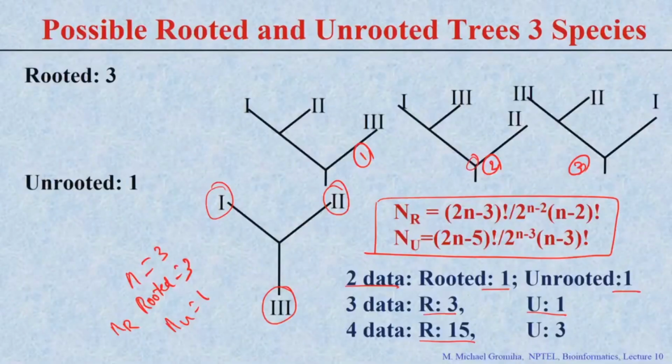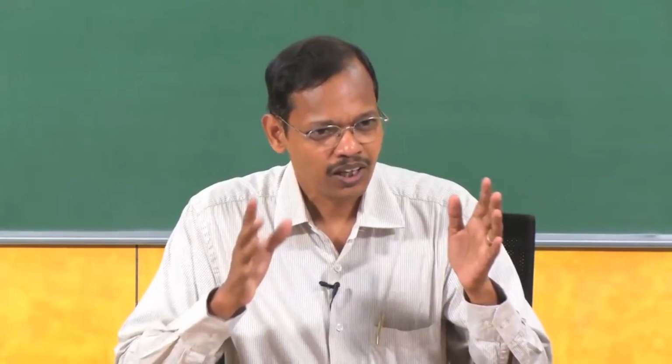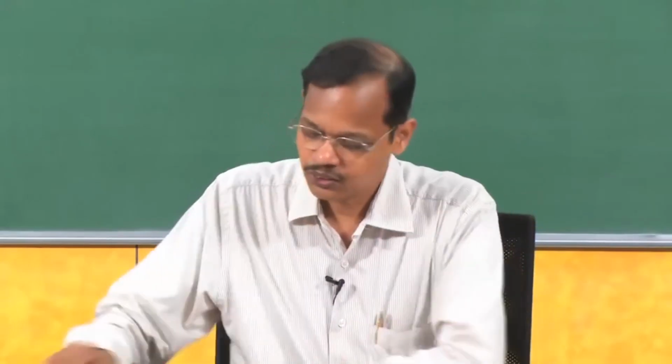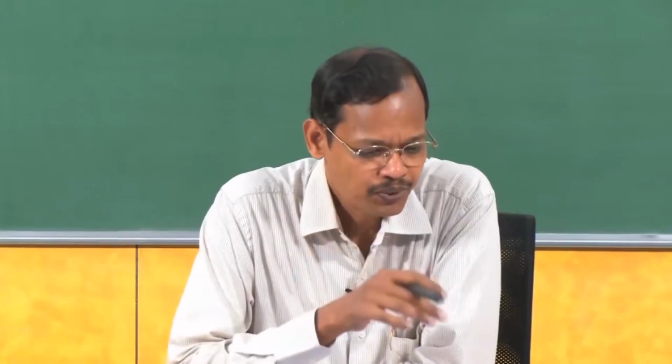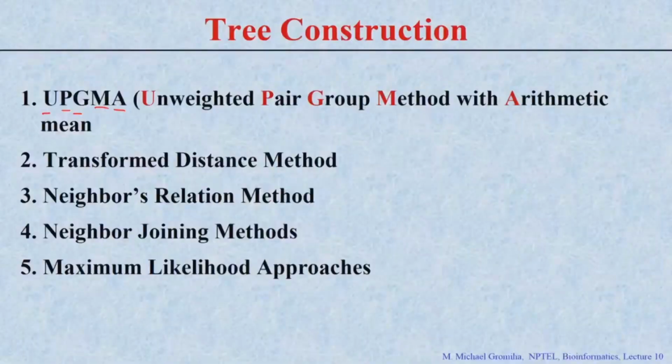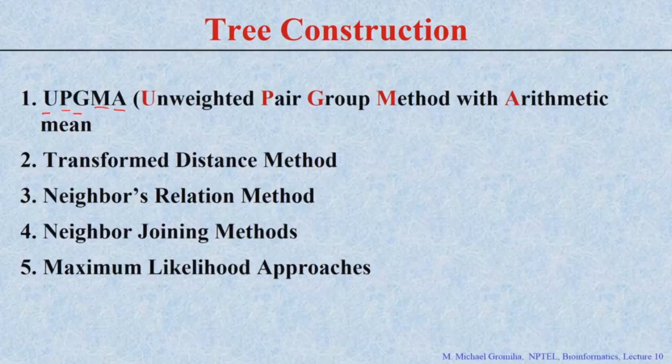Then how to construct the trees? For example, if you have hundreds of sequences, how do you construct the trees? There are several ways to construct trees. One of the foremost and most popular methods is UPGMA. This is unweighted pair group with arithmetic mean, which is why it is simplified as the UPGMA method.